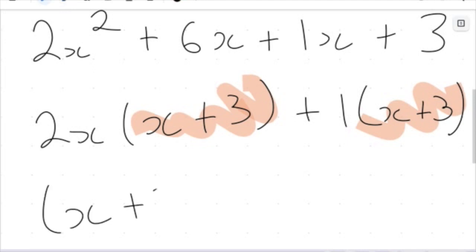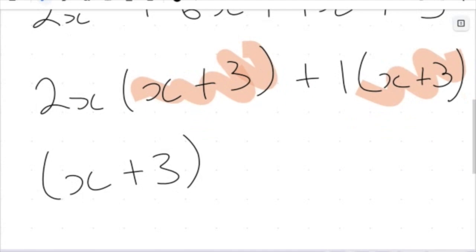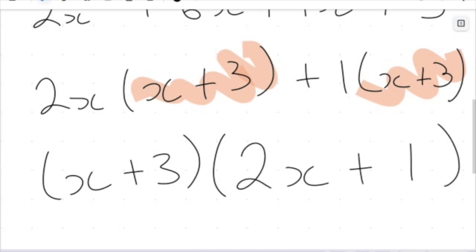So I have x plus 3. And what do I get left with in my other bracket? Well, I've pulled x plus 3 out as a common factor. Now for my next one, I will get 2x plus 1. Now you can see that even the answer in factorized form is a little different to what we had before.